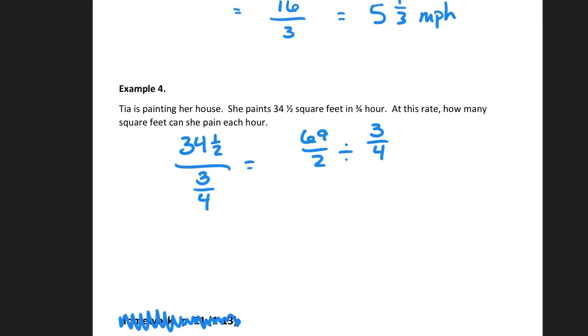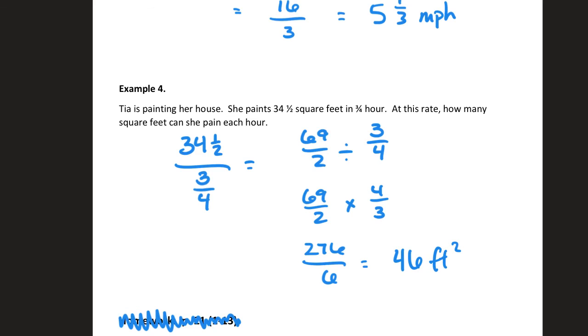Okay, again. So then step 2, 69 over 2 times the reciprocal, 4 over 3. Okay. We do this, we have 69 times 4 is 276 over 2 times 3 is 6. Okay. 6 goes into 276 46 times, right? So Tia can paint 46 square feet.